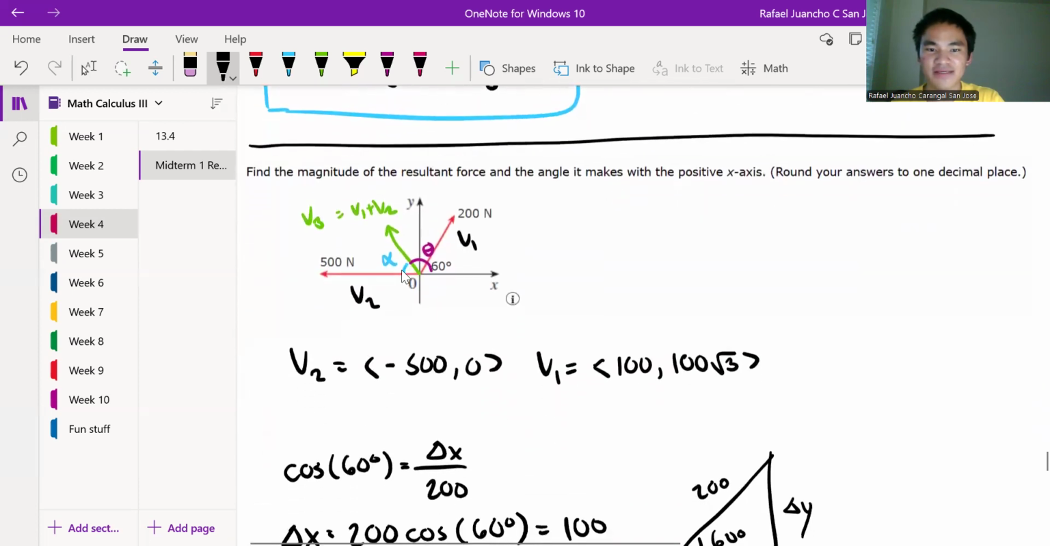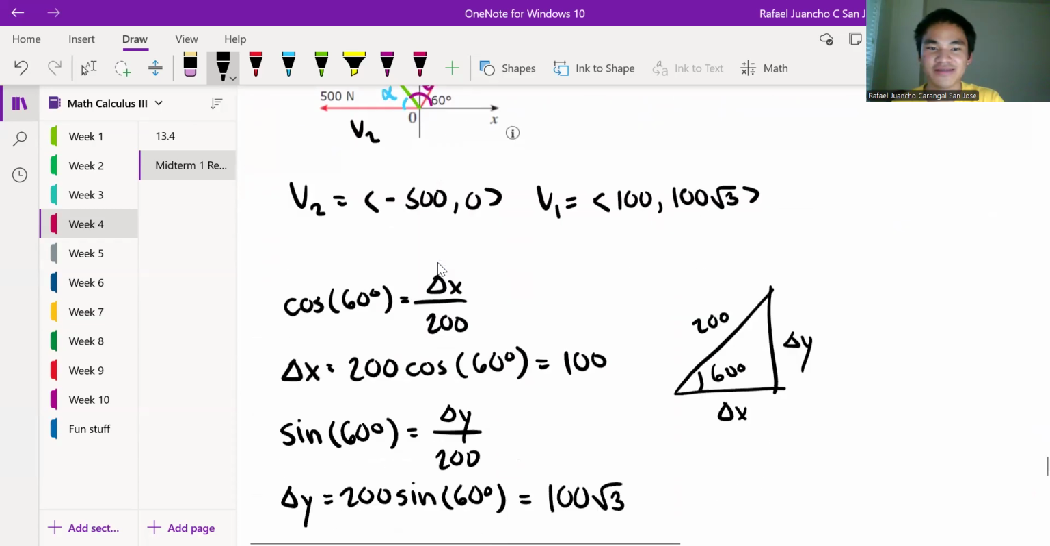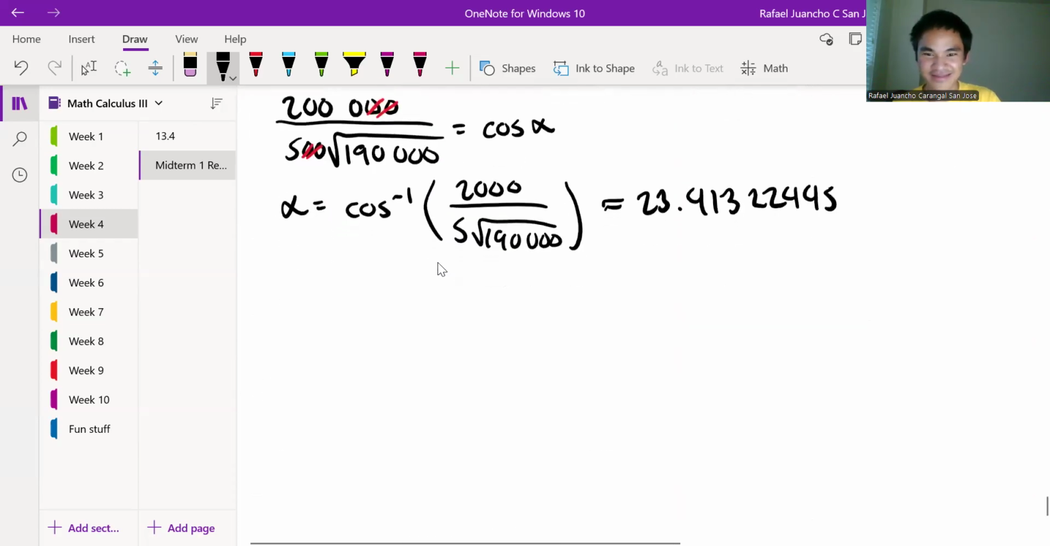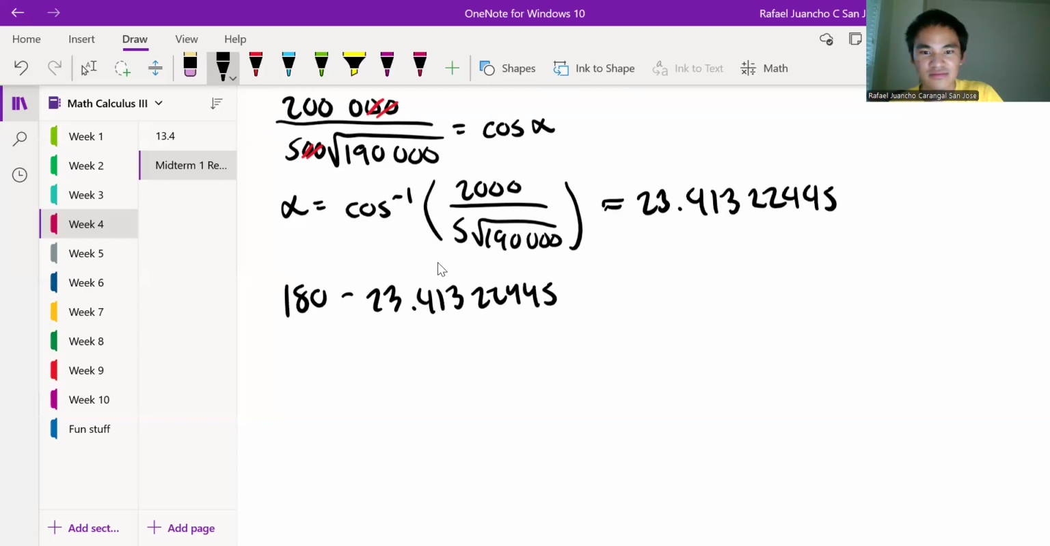Then we subtract that too. Yeah, so I got this thing. I subtract 180. So 180 minus this thing. Wait, let me see if I got it. Yeah, I got the same thing. So minus this thing is around 156.6 degrees.